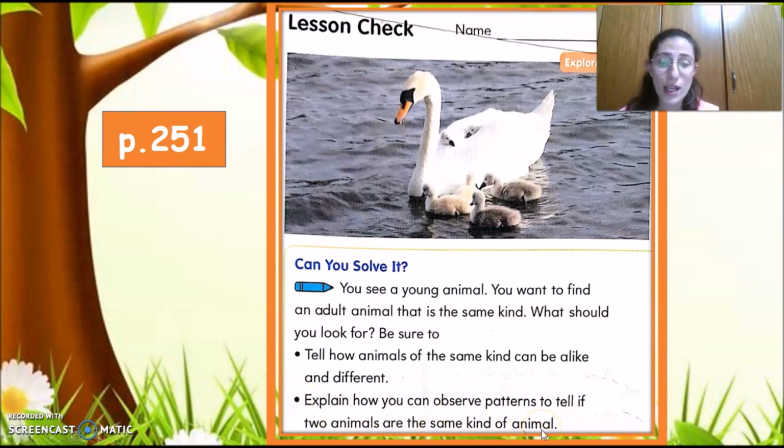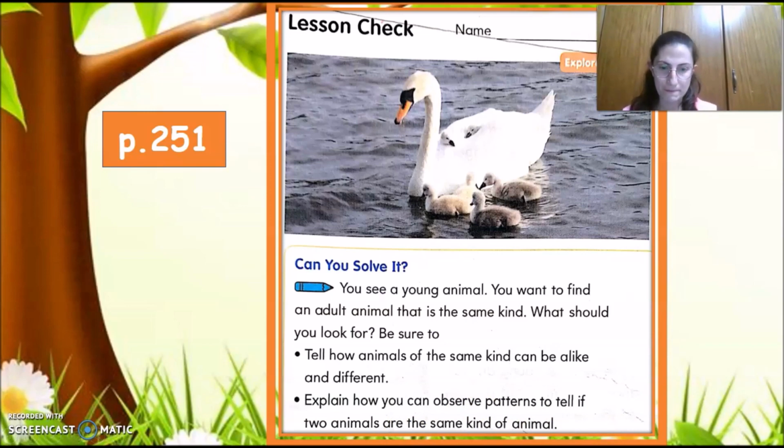So I'm gonna reread it and then I'm gonna explain. Can you solve it? You see a young animal. You want to find an adult animal that is the same kind. What should you look for? Be sure to tell how animals of the same kind can be alike and different. Explain how you can observe patterns to tell if two animals are the same kind of animal.